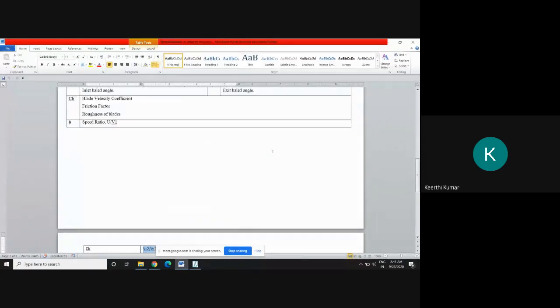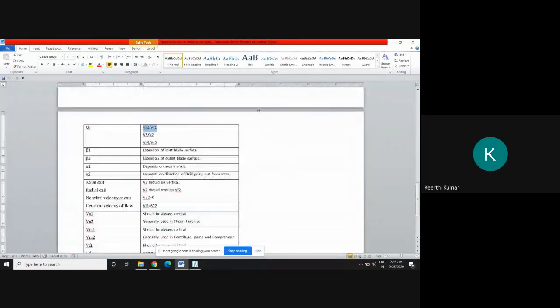But this sheet, what I have prepared, is not only for steam turbine. This is prepared for all the chapters. So I included V3 by V2, VR4 by VR3. Beta 1 is just the extension of the inlet blade surface. Beta 2 is the extension of the outlet blade surface. Alpha 1 depends upon the nozzle angle. Alpha 2 depends upon the direction of the fluid going out from the rotor. As I told, it is arbitrary. You can take any direction while deriving. But while solving the problem, you will have a particular value of alpha 2. For that only, you should draw the triangle.